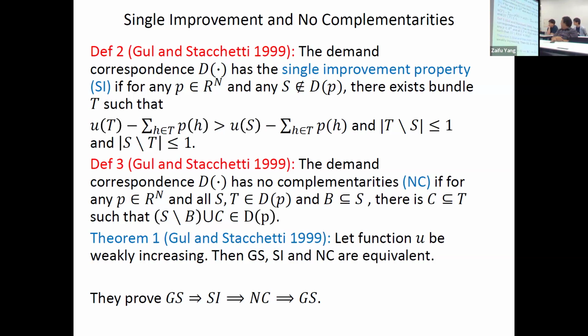So is this equivalent that for all prices P, the demand correspondence is an M-natural convex set? Yeah, we will immediately come to that point. So here, Gul and Stacchetti prove that these three conditions are equivalent. The order of proving is in this way. It's a little bit complicated, but it's not extremely difficult. Okay.